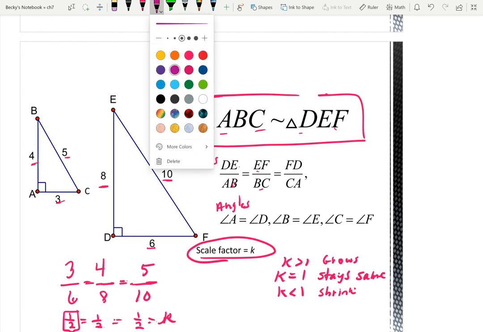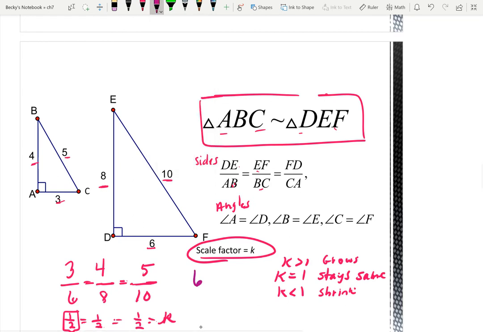Now, some of you might be saying, well, what if you started with the other triangle first? And that's a good question. So what if I put 6, 8, 10, and then 3, 4, 5? Well, if you simplify all these, you get a scale factor of 2. Well, scale factor 2 means it's growing. So that means you're starting with the smaller triangle and you're timesing 5 by 2 to get 10. All right, so that's how that all works.